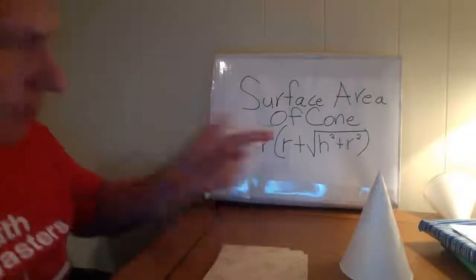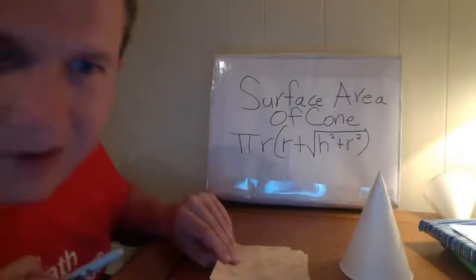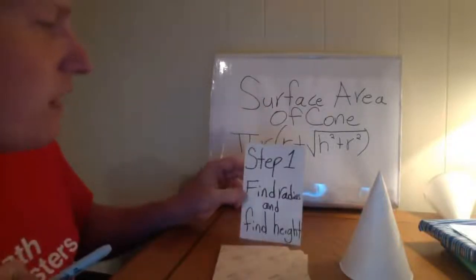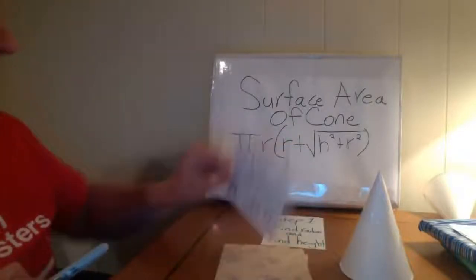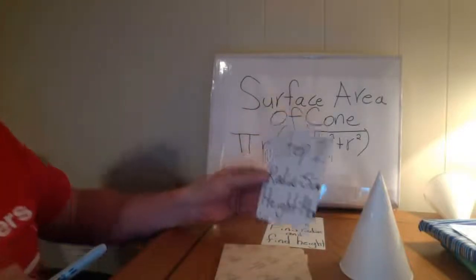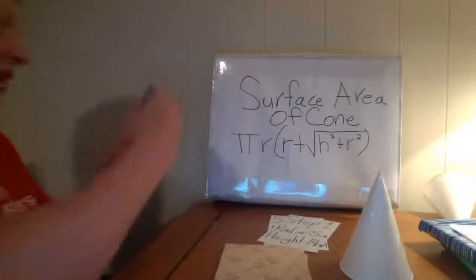In fact, I might even do a little bit of that. I'm not going to probably use this ever again. Why don't we just write on it? Let's do it. So find radius and find height. And I said that the radius was 5 centimeters and the height was 14 centimeters. So I would write it out.